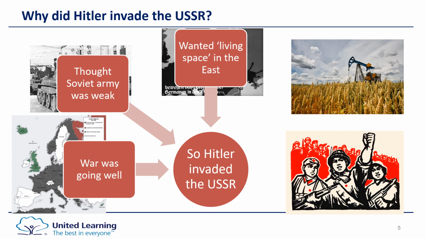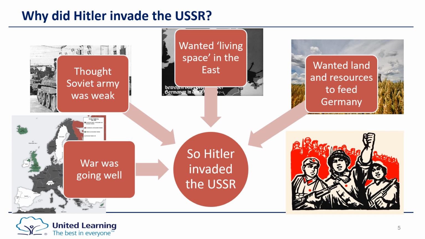Another reason why is because these areas in the east had really good wheat fields, you can see that in the picture there, and also oil fields. And so Hitler thought these resources would be great to feed Germany and to strengthen the supplies to the army as well.